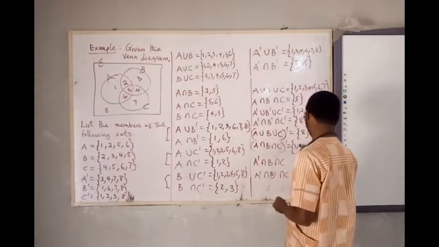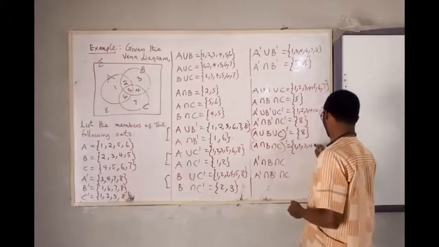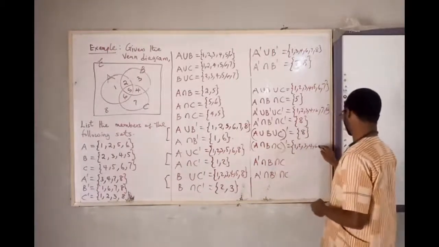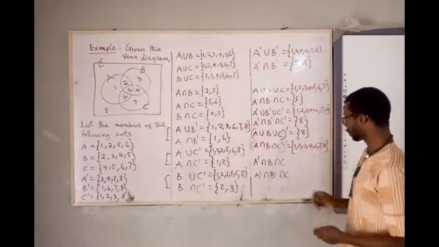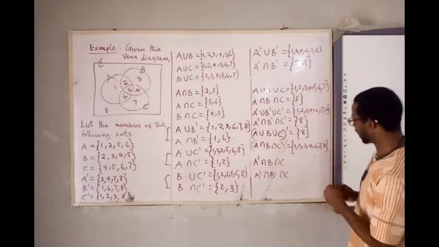And now I have 1, 2, 3, 4. Don't write the 5, 6, 7. Then the 8 will be included. 8. Yeah. Let's get to the next one.